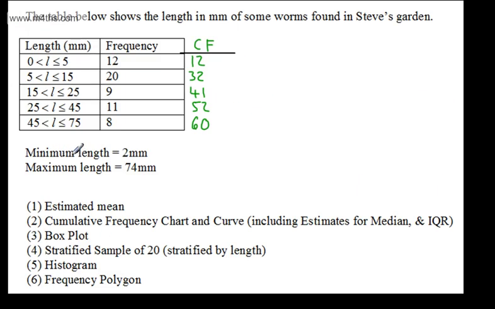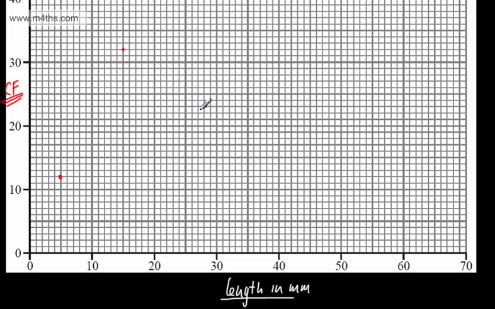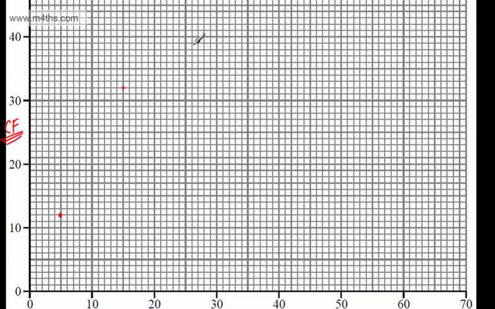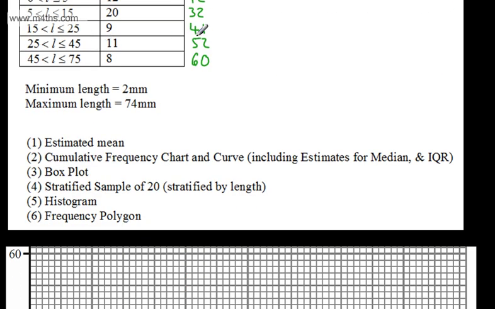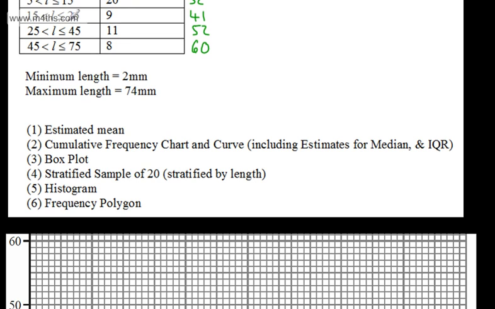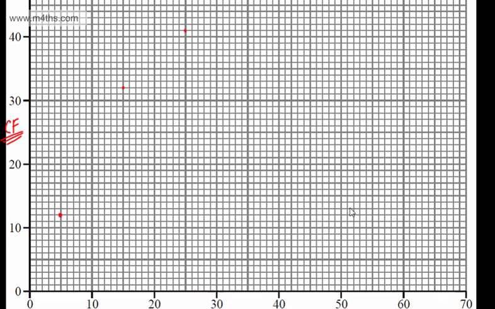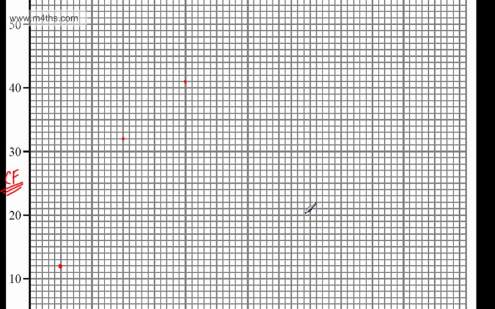So that gives us the value. We're now going to look at the next one, and the next one is going to be 25, and we've got 41. So we need the end of this class, which is 25, and we have 41. So there's 25 and 41. That can go just there. The next one we've got now on here, 45 and 52. So we locate 45 and we read up now to 52. So there's 45, this line just here, and 52 looks to be about there. So I can put that point on.